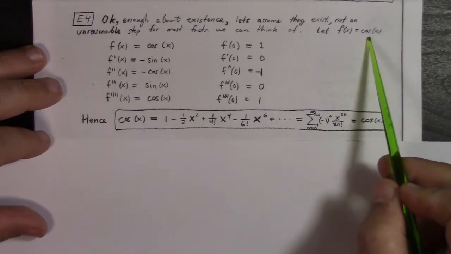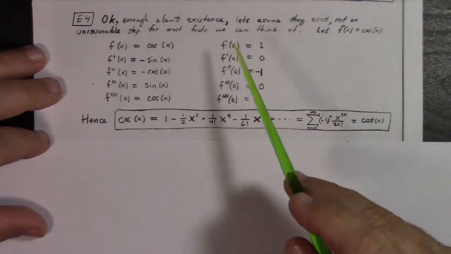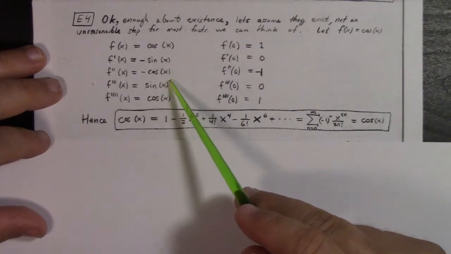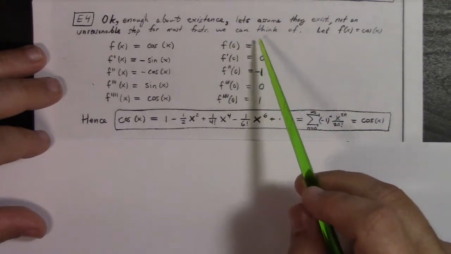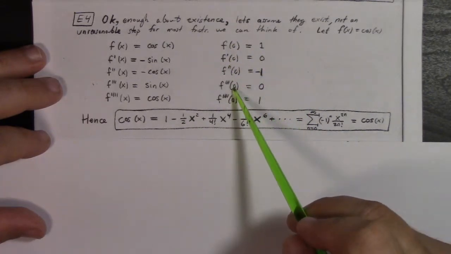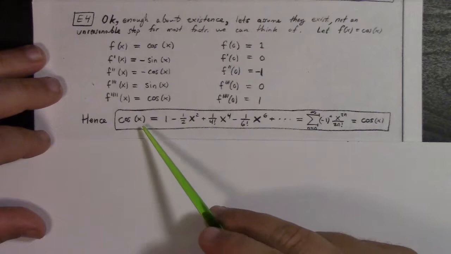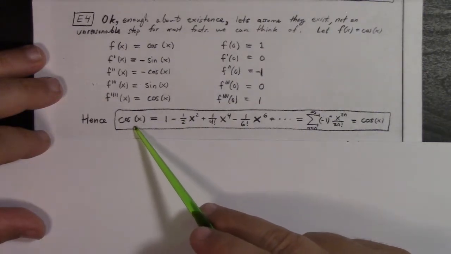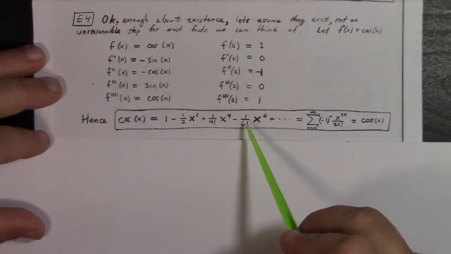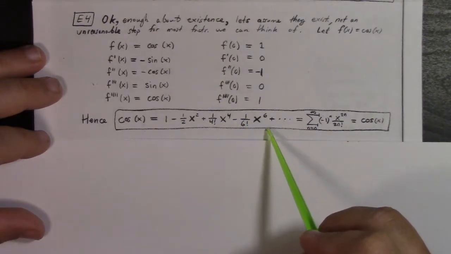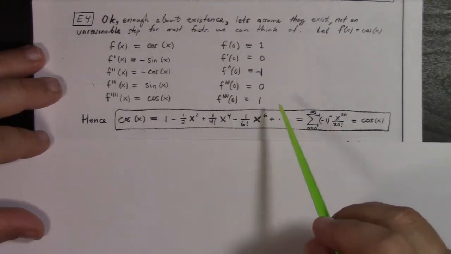f of x equals cosine x. We differentiate again and again and again and again. So we either get cosine or sine. Evaluate at 0. We get 1, we get 0, we get minus 1, we get 0, we get 1. And voila, there's the power series expansion for cosine: 1 minus 1 half x squared plus 1 over 4 factorial x to the 4th minus 1 over 6 factorial x to the 6th, and so on. Again, using Taylor's theorem.